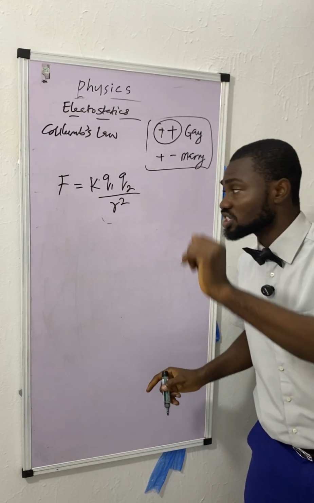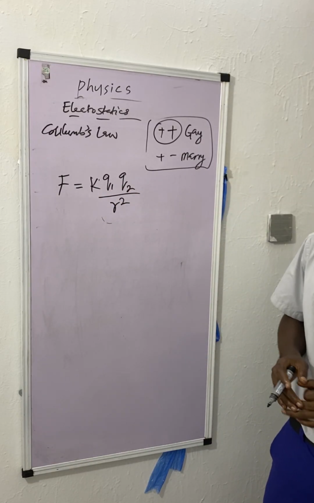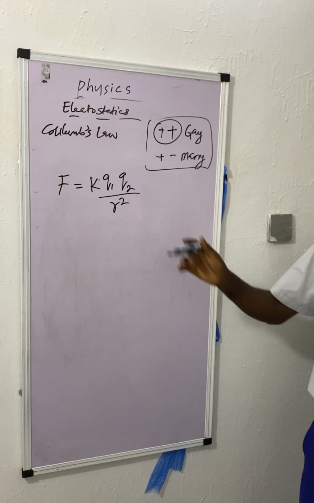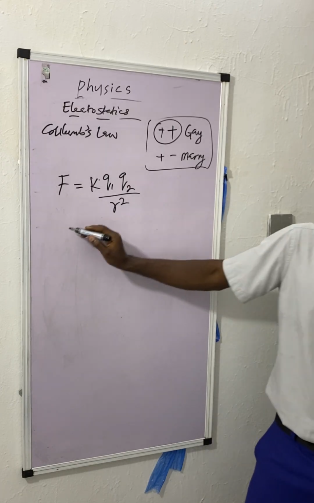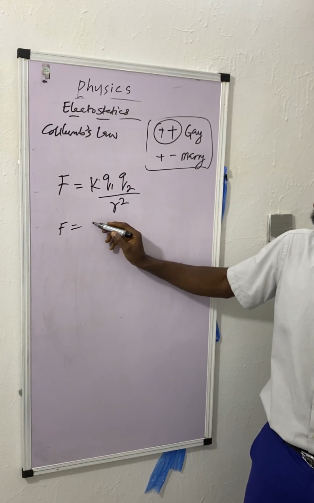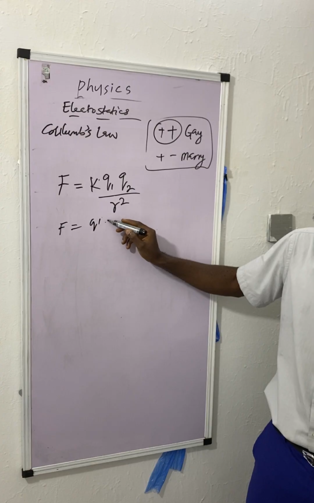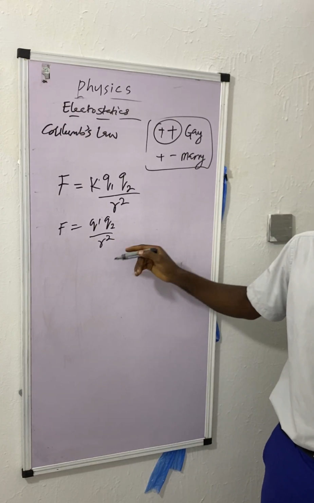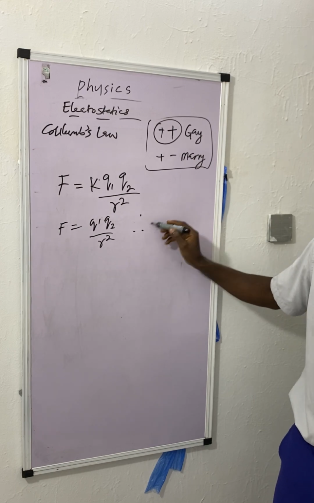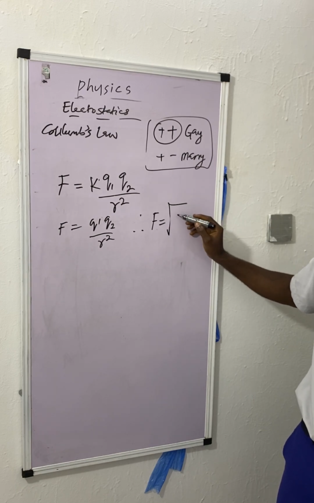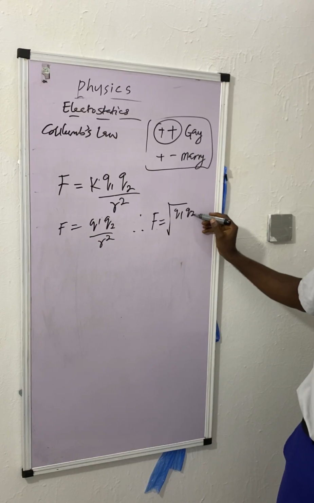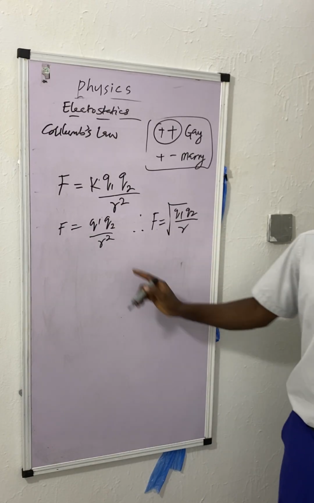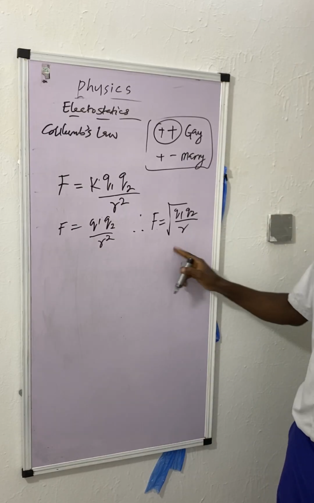K stands for the constant. Q1 stands for point charge 1, Q2 stands for point charge 2, over R squared, which is the square of their distance apart. So this is Coulomb's law. We can therefore write F is equal to K Q1 Q2 over R squared. When we remove this square, we now use the square root. So you are either using this or you are using this.